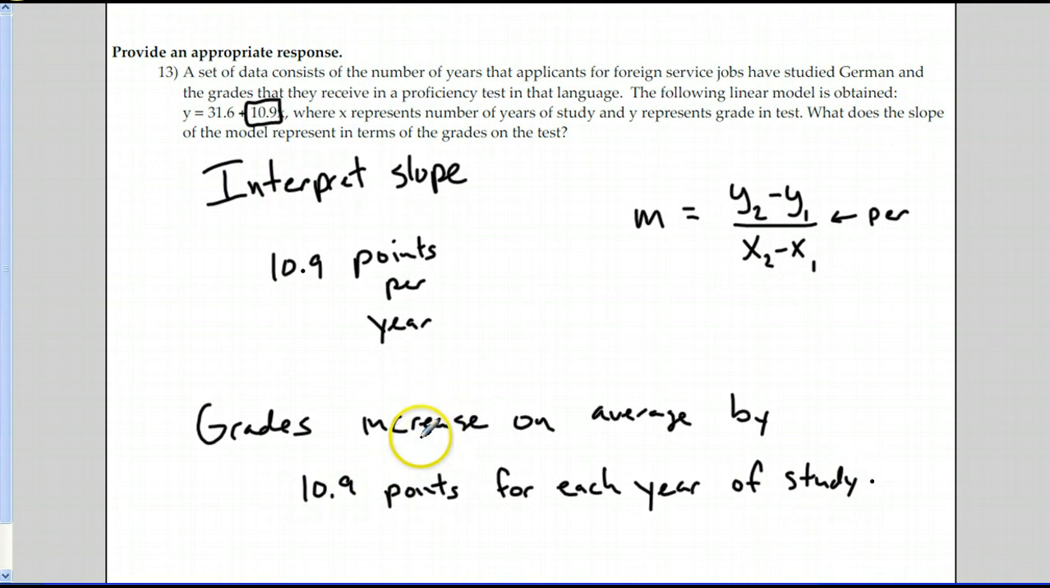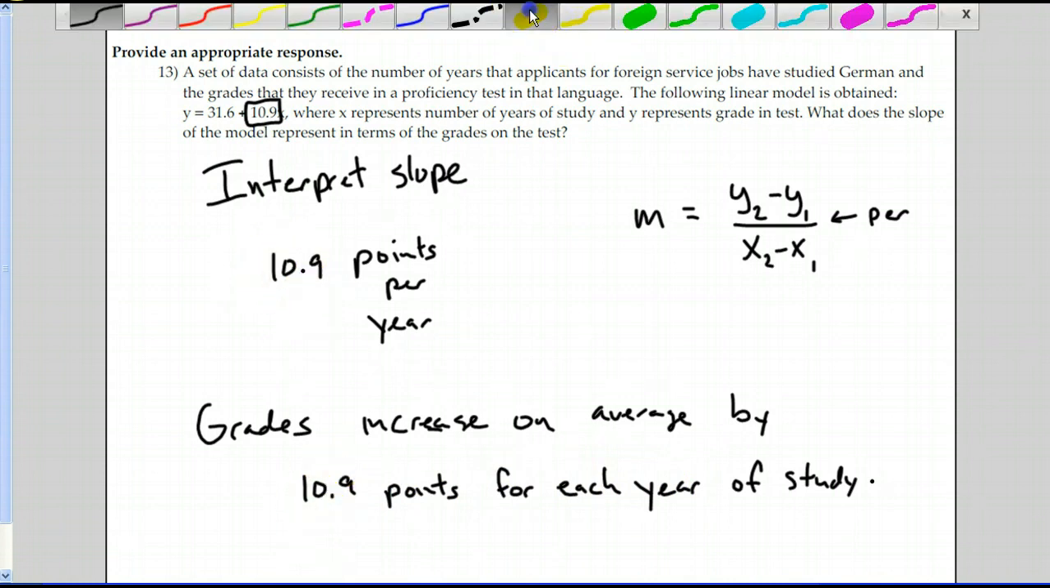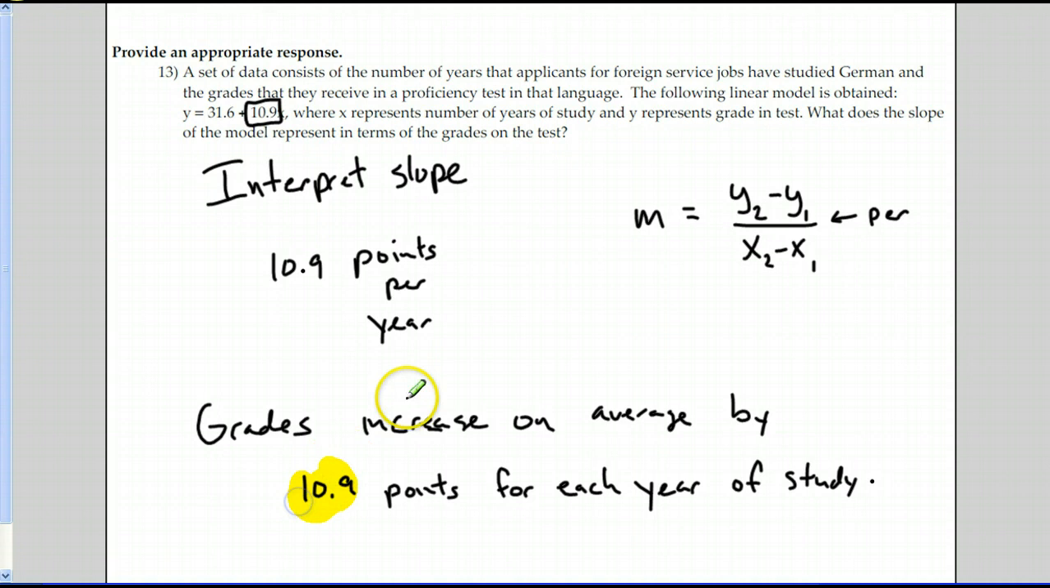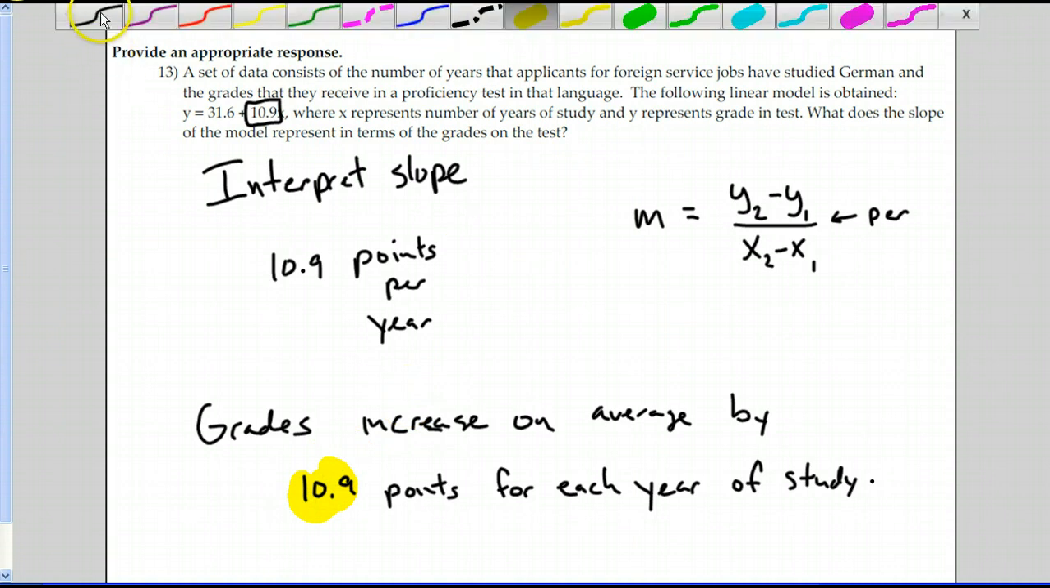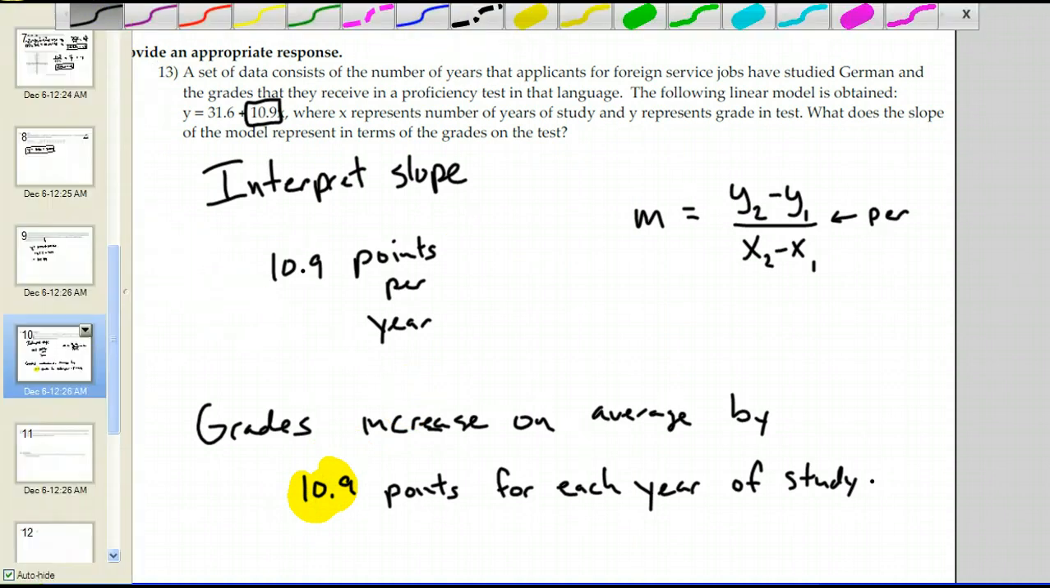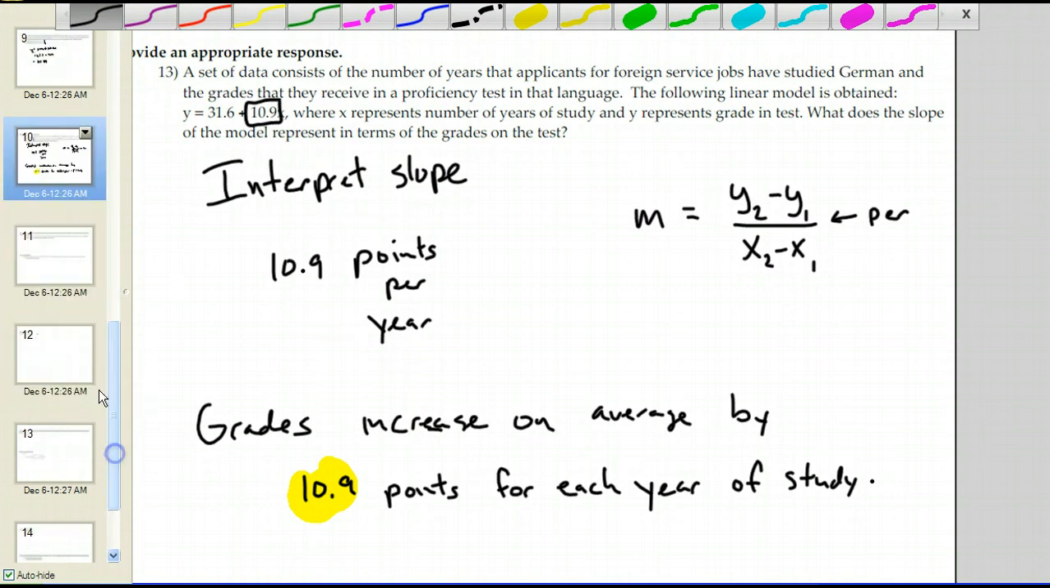Alright, you do need to tell me that it goes up or down, and then obviously you need to understand the interpretation of the actual number. Right? You need to include the number too. Do not forget to include that number. Interpreting the slope and not putting the slope in there, you just wasted paper if you didn't put it in there, the number itself.